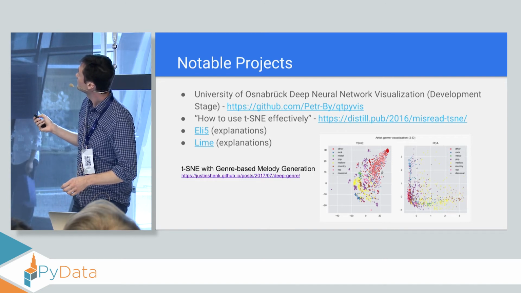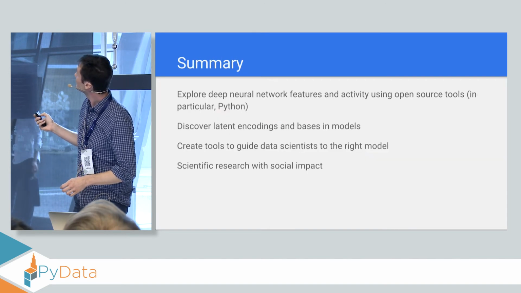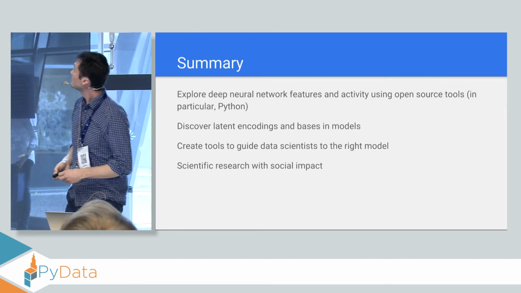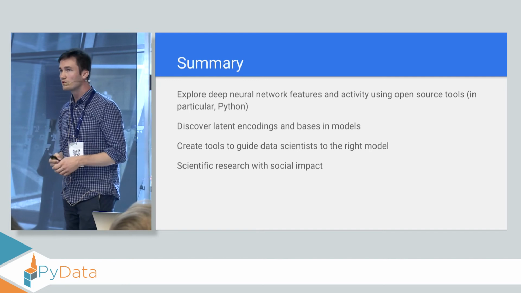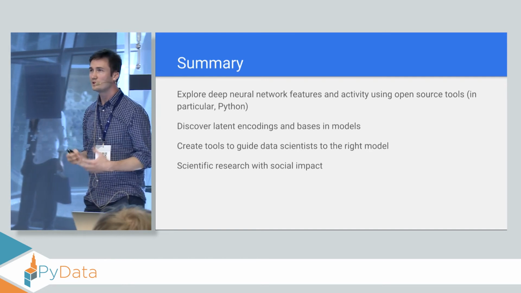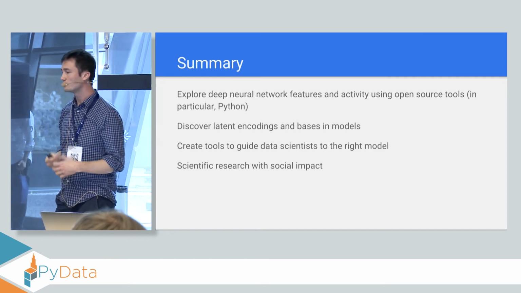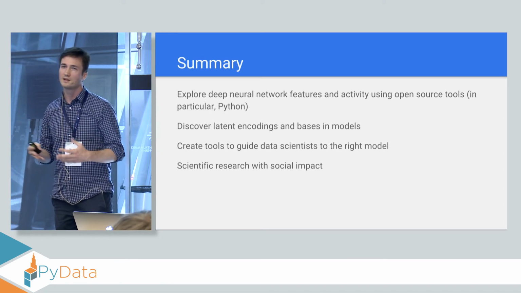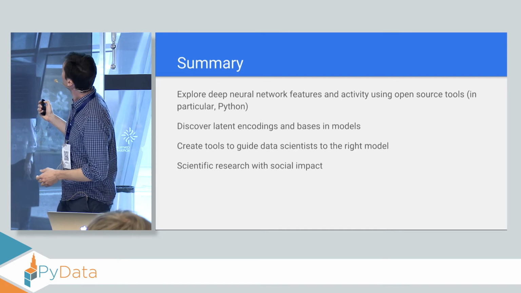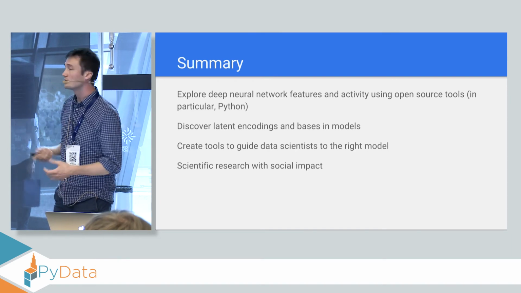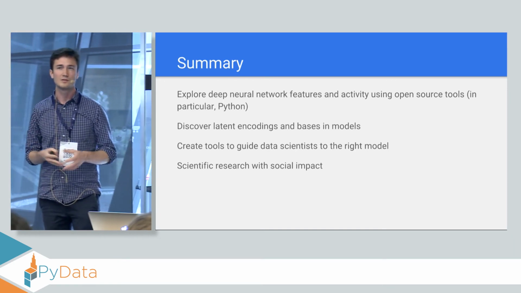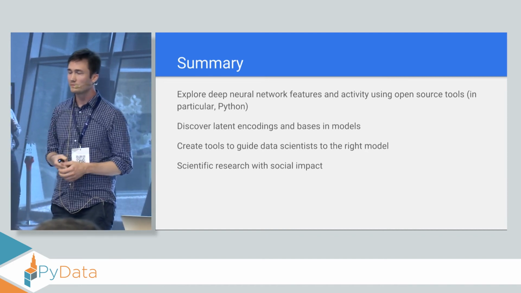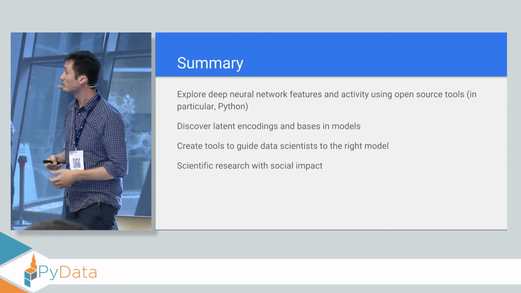ELI5 and Lime were explained earlier. And so to summarize, you can explore neural network features much more easily if they're visualizable, or if you can take them out of their context and put them into a tool that gives people insight. And there's also a possibility of discovering these latent codings, latent features that were not otherwise intuitive or visible. And so deep learning has a lot of promise for that.